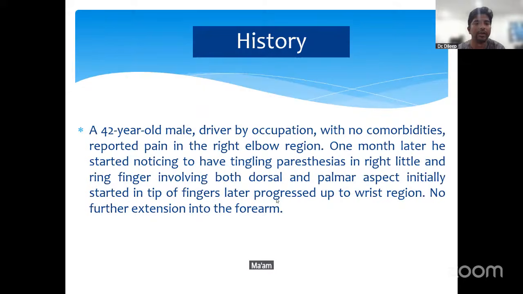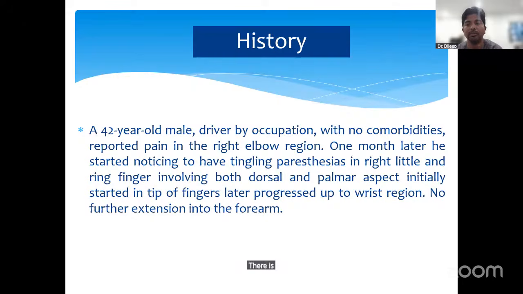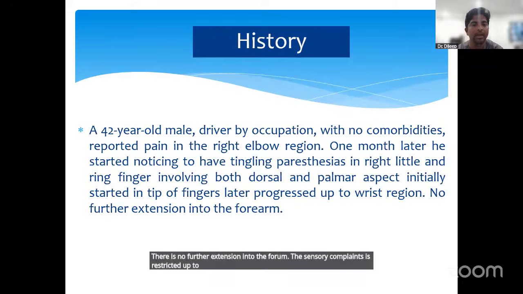Ma'am, this is a 42-year-old male, driver by occupation, with no comorbidities. Initially he reported pain in the right elbow region. One month later, he started noticing tingling paresthesias in the right little and ring finger, involving both dorsal and palmar aspect. Initially started in the tip of the finger, it has progressed up to the wrist region. There is no further extension into the forearm.